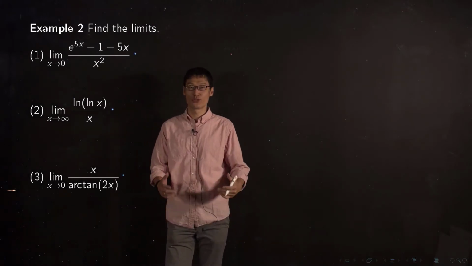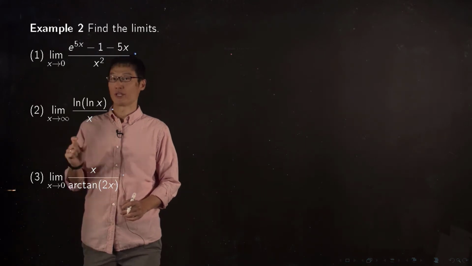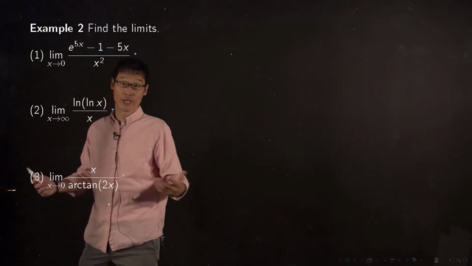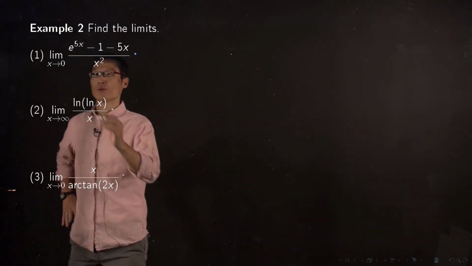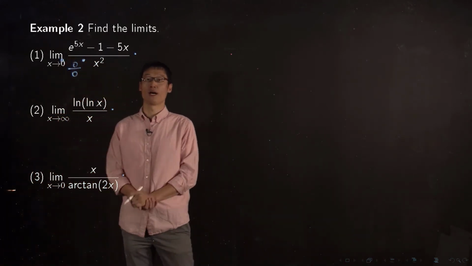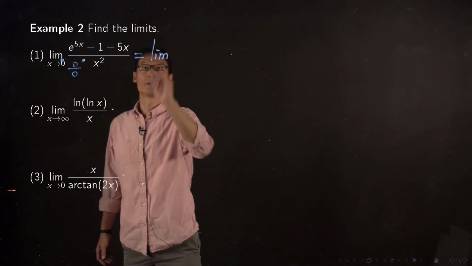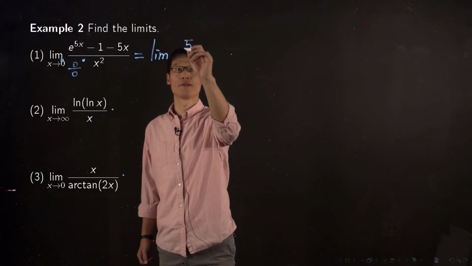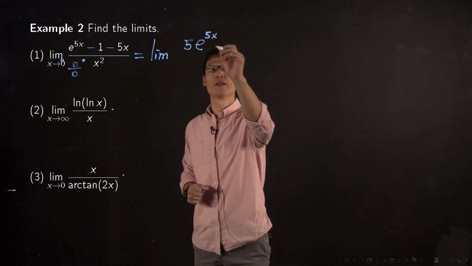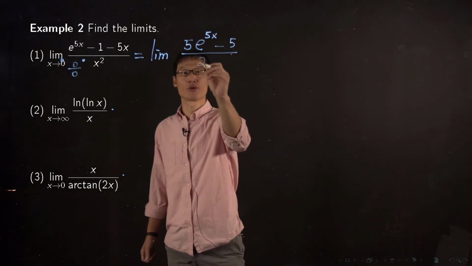Let us continue to discuss more examples. In the first example, when you plug in 0, we have e to the 0 minus 1 minus 0 over 0. Again, 0 over 0 form. So we are ready to apply L'Hopital's rule. When you take derivatives, the numerator becomes 5 e to the 5x, and then this one will be gone, and then minus 5, over the denominator, which is simply 2x.